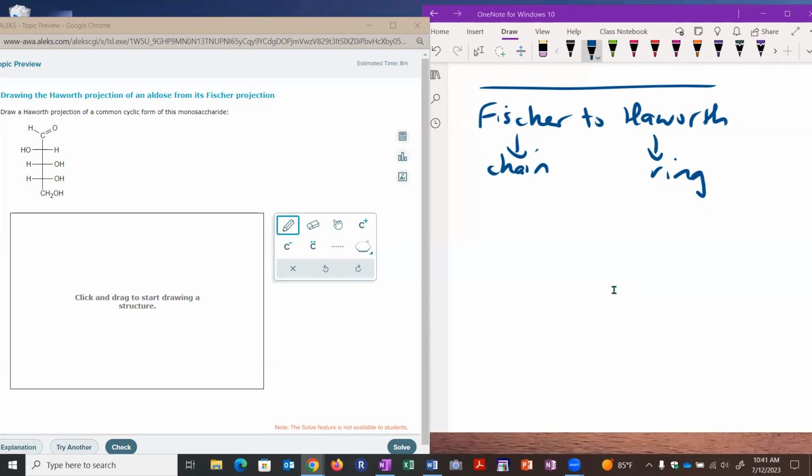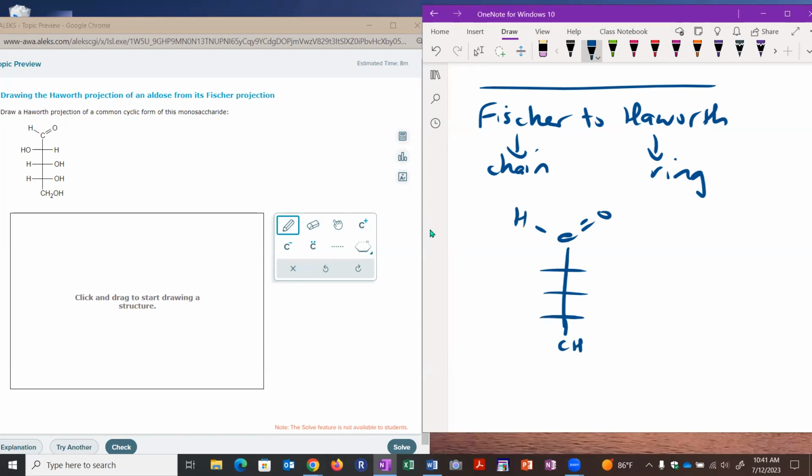We're given an aldose. So this is a 1, 2, 3, 4, 5, so this is an aldopentose that we have. 1, 2, 3, 4, and then our CH2OH here at the bottom. We have our H's, and then H's here on the left, we fill in our OHs.